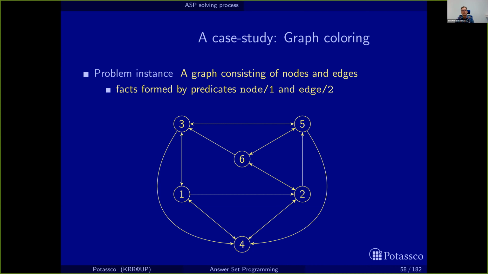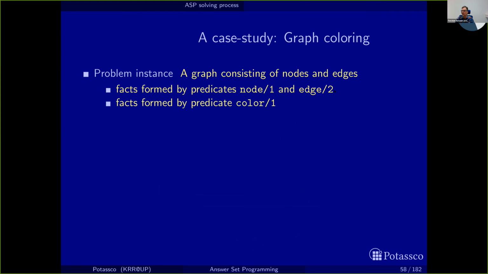The other thing you need to represent, or at least think about initially, is that you want to color the graph. You also have to have something that represents the color, so you also need a predicate for the color, depending on how many colors you have. Okay, that's more or less the instance format.